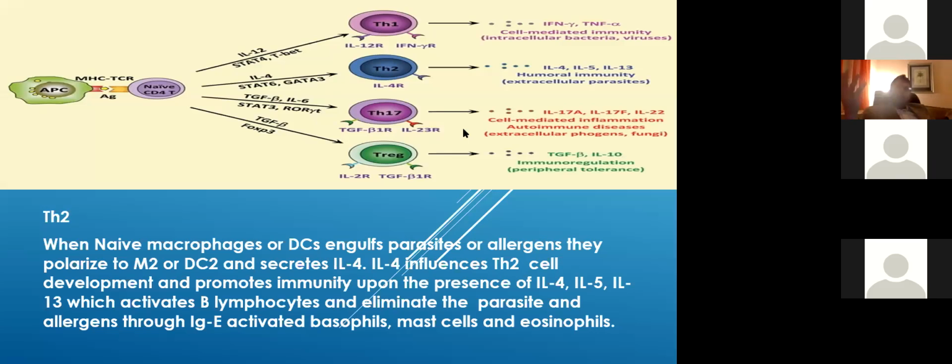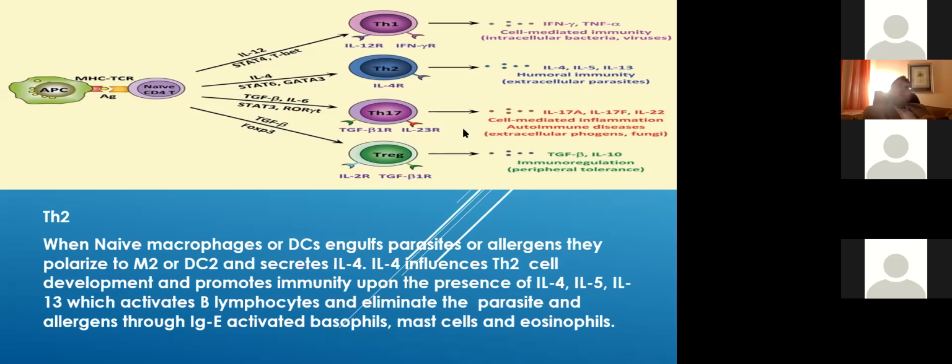And then the Th2 start secreting interleukin-4, interleukin-5, and interleukin-13, which activate the B lymphocytes. And the B lymphocytes, they start producing what? Plasma cells, and plasma cells start producing antibodies. And that's how we have this humoral immunity. And you will see that those antibodies are immunoglobulin E, which is very important to destroy the parasites, right? And eliminate the parasites, through immunoglobulin E activating basophils, mast cells and eosinophils.